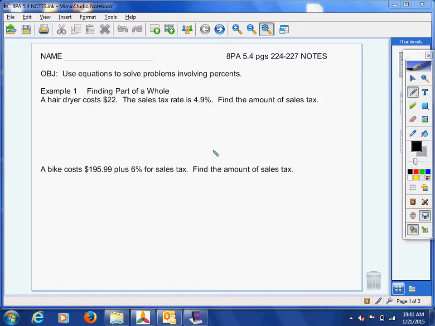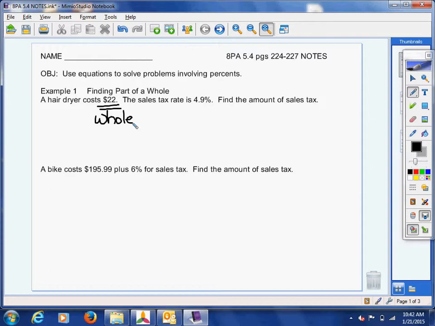So right off the bat, we know we're paying at least how much money? $22. That's how much it is. Okay? We're not going to walk out of the store only paying $22. We're going to tack on a little bit more, 4.9% to be precise. Okay? We want to figure out what part of our whole amount, which is $22, that's going to be our whole, what part of that is going to end up being 4.9%.